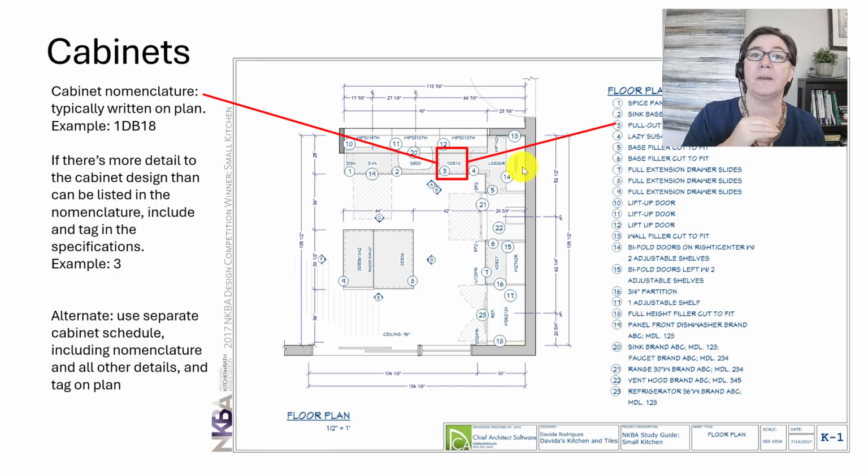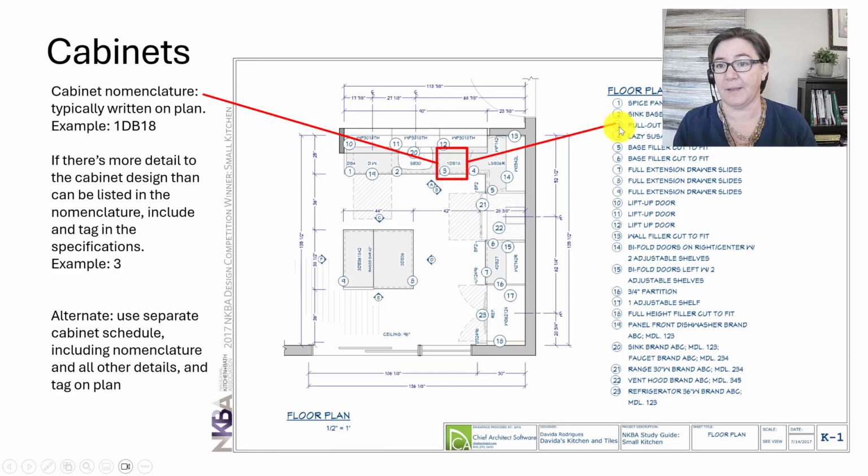Now, if there is more detail than you can write in the nomenclature, go ahead and tag that. Notice number 3 right here, and list it in the specifications. So we already know that it's 1DB18. You put the number 3 here, and it says it's a pull-out double trash. There is an alternate. If you do not want to place the nomenclature on the page, you are going to tag every cabinet and then pull out all that nomenclature into a separate schedule, a cabinet schedule. That's acceptable as well. Do one or the other. Don't do both, though.